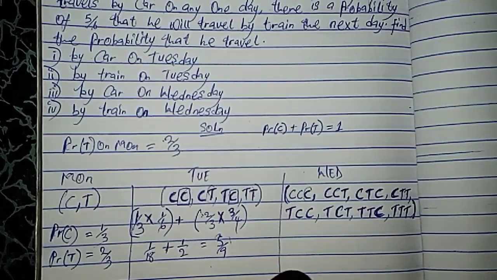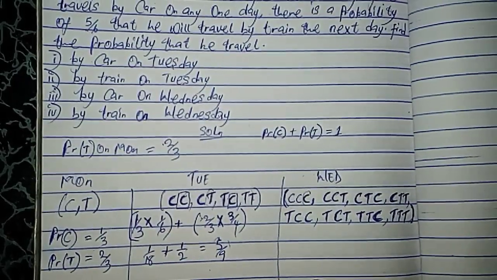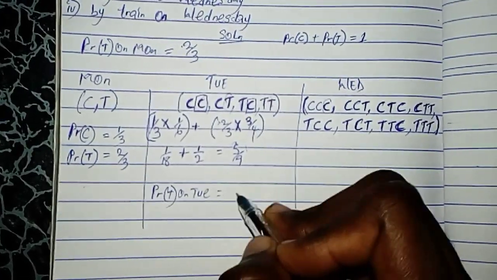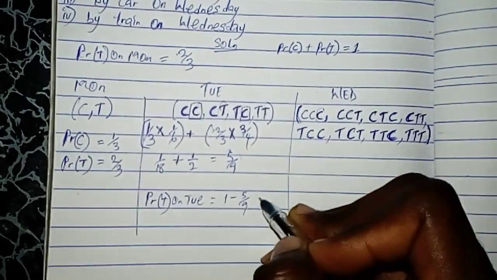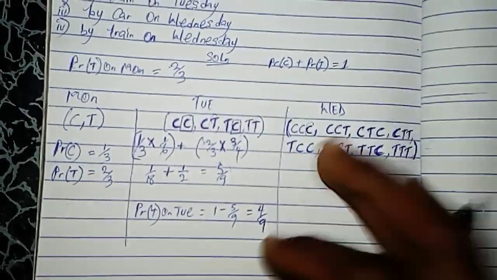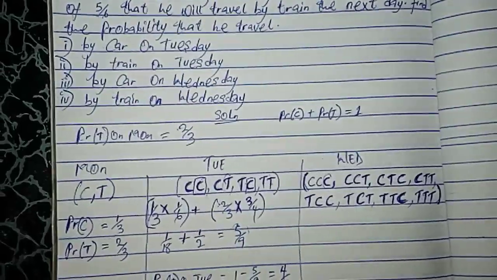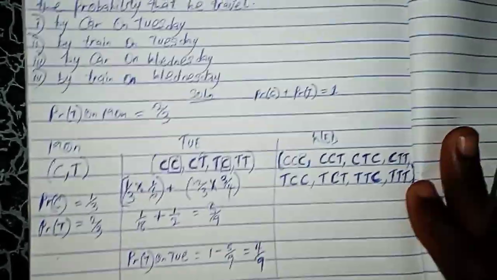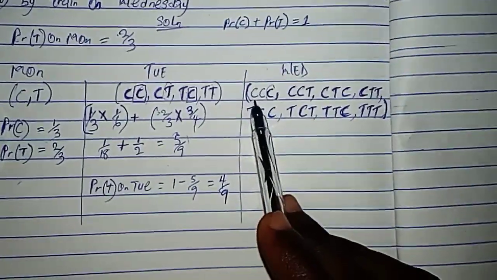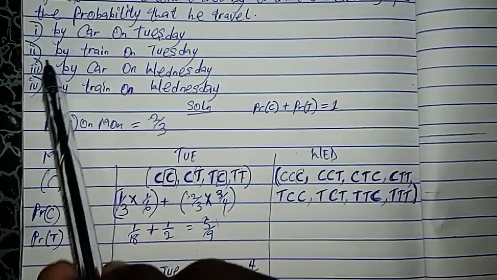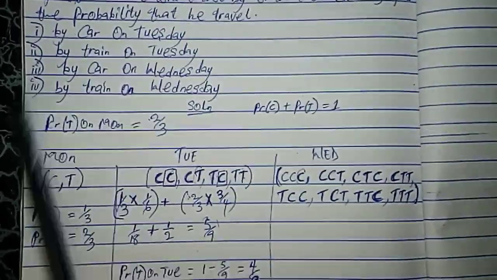Now probability of train on Tuesday would be 1 minus 5 over 9. And this is equal to 4 over 9. So now we have found the first and the second question, which is 5 over 9 and 4 over 9. Now we should go for Wednesday. For Wednesday, from this question, it says find the probability of him traveling by car on Wednesday. We should focus on finding probability of traveling by car on Wednesday.